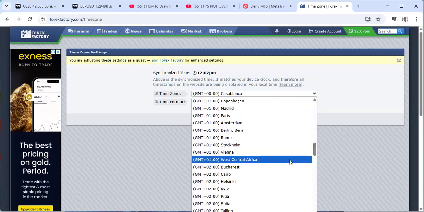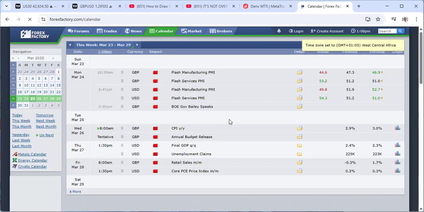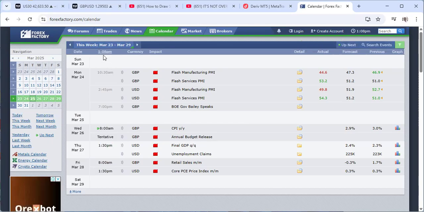Let me see if this West Central works with our time. Our time is okay now. It is 8 minutes past 1 o'clock in Nigeria. So today is Tuesday. We have some news here coming up.